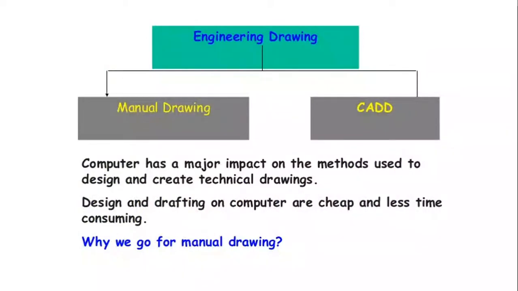Engineering drawing is classified into two parts. One is manual drawing, the other one is computer aided design and drafting, CAD. Computer has a major impact on the methods used to design and create technical drawings. Design and drafting on computers are cheap and less time consuming. Comparatively, manual drawing takes more time, documents, and drawing sheets, etc.